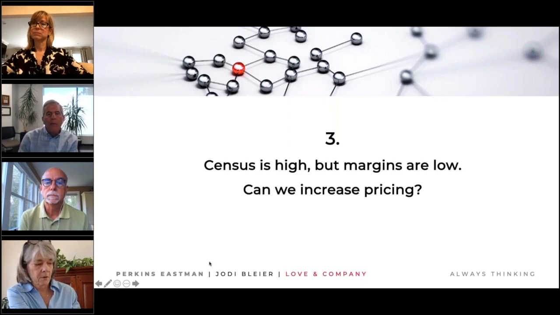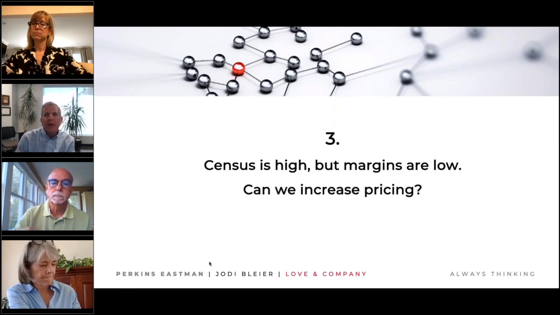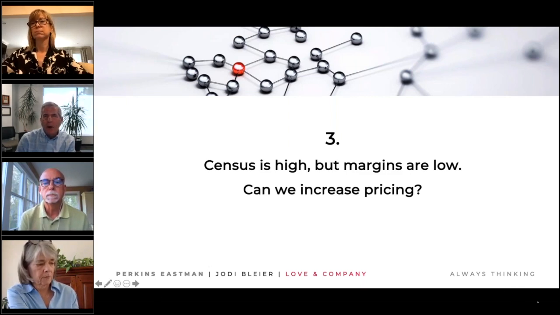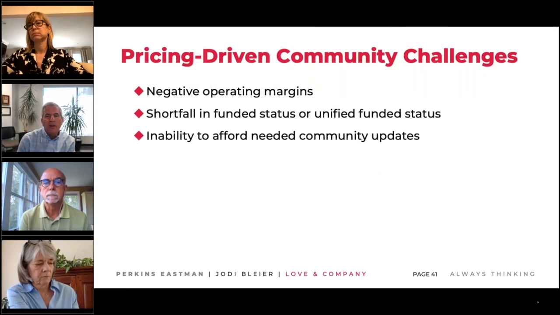Okay, thank you. So our third little scenario here is pretty much the opposite of the first one. Now, in this case, census is high, but the margins, the balance sheet isn't so high. What can we do to address that? And this is a frequent question that we get.